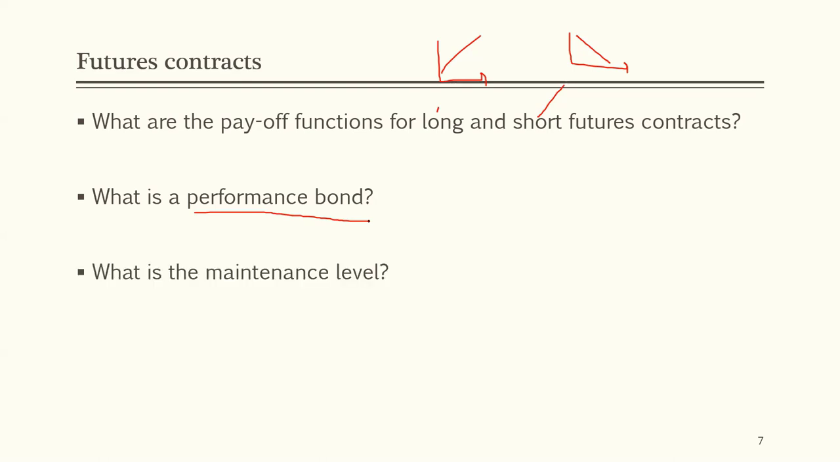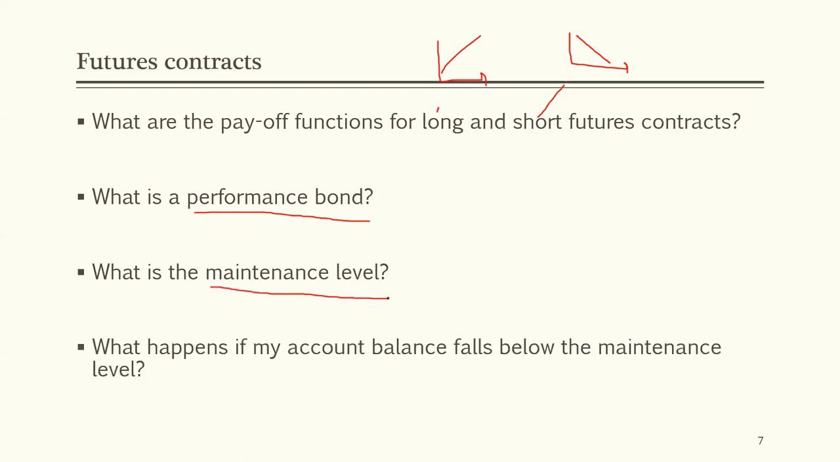What is the maintenance level? So when we say maintenance level, this is the minimum account balance that you need to hold in your account, okay? Whenever your account goes below this maintenance level, you will get a margin call, in which case you need to make sure that you have enough money to top up your account to the performance level, okay?